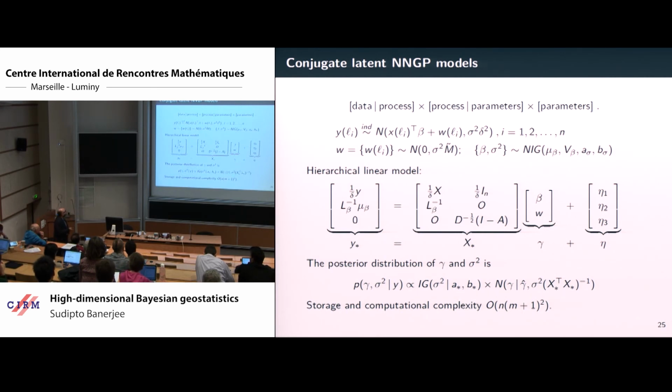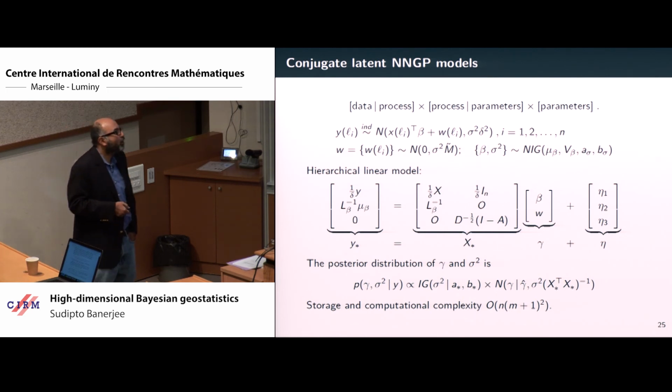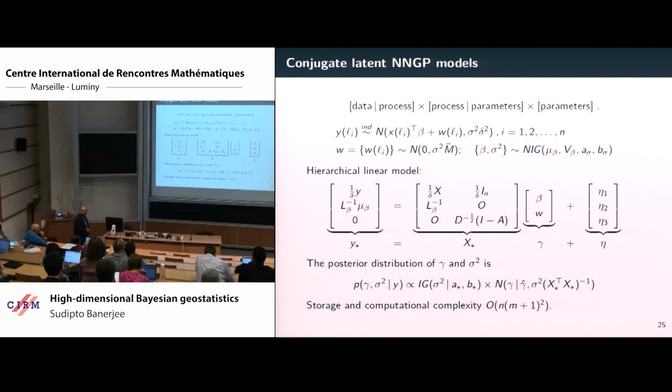The only problem is this X star transpose X star. X star is now a pretty big matrix, and it's not narrow either, right? Because this W is millions. But you never need to work with X star. You need to work with X star transpose X star, and you need this inverse. The nice thing is that this is largely sparse, with a small non-sparse structure at the corner.